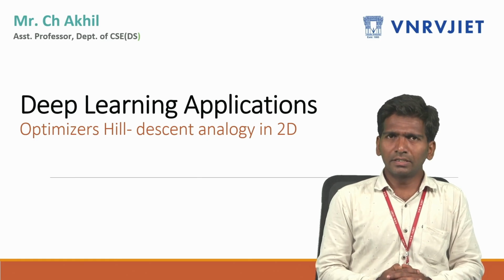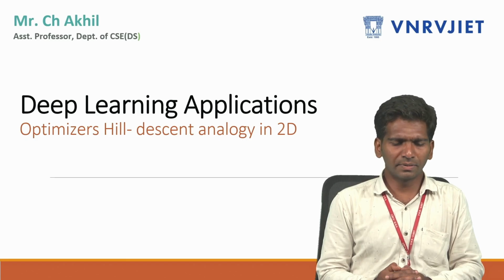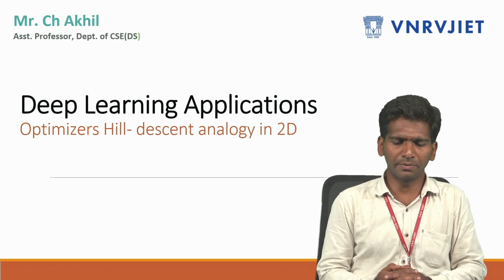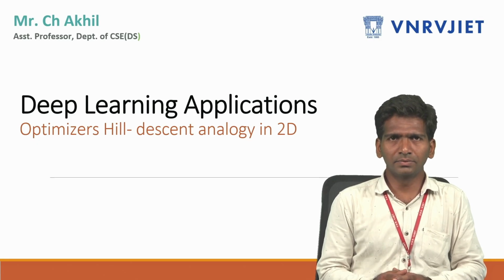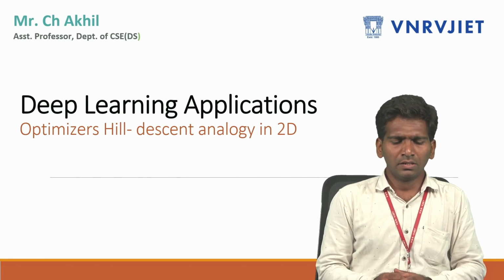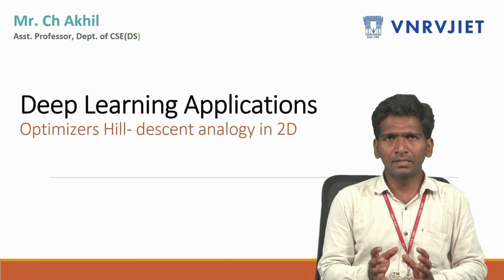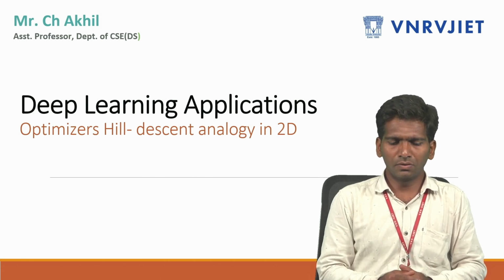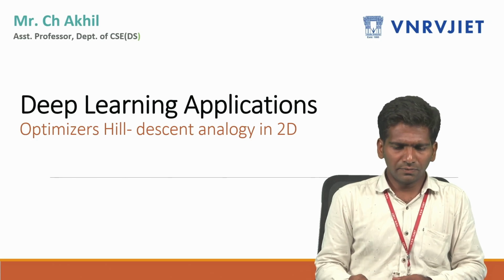In this lecture, we are going to see one of the deep learning concepts, that is optimizers, the hill descent analogy in 2 dimensions. We will see all the optimization algorithms or techniques, whatever you call them, by taking a real life example. Along with that, we will be learning a few concepts that are related to optimization. Let us see one by one.